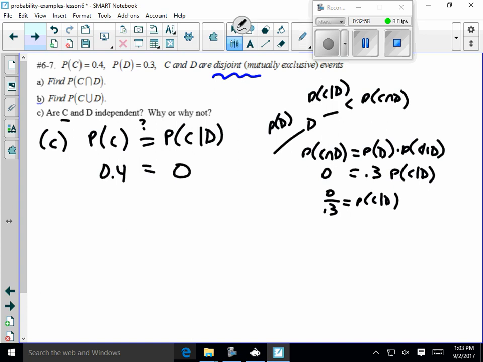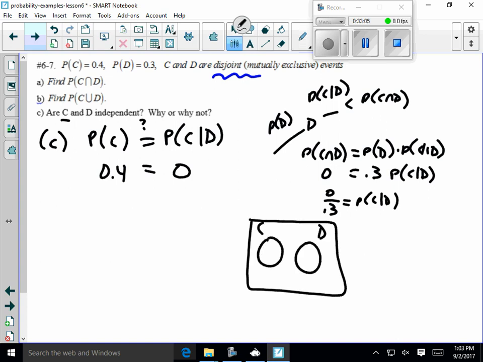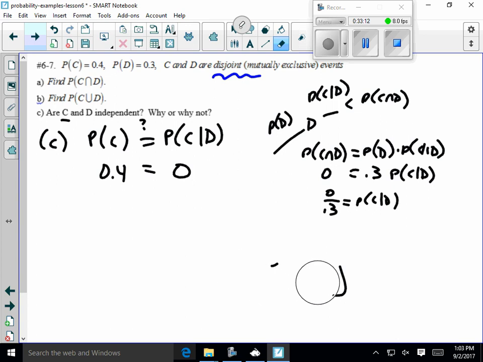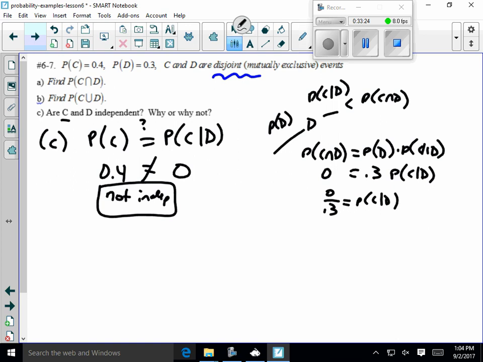Or you could also just think about it too, right? Picture a Venn diagram that has disjoint events, C and D. If D happens, then it's impossible for C to happen, right? Because there's no overlap. There's no way that C and D can happen at the same time. So being disjoint forces, if D happens, it forces the probability of C to be 0. Since those are not equal, it means that these are not independent because the probability of C is changing. In general, it's 40%, but if D happens, then the probability of C has to be forced to 0, right?